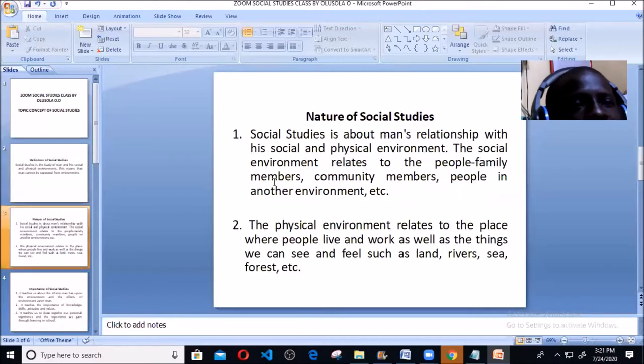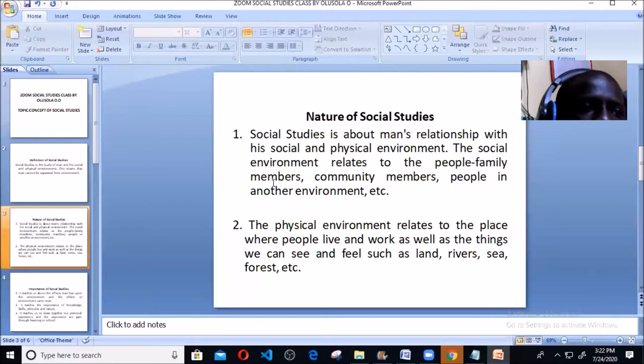Then, let's quickly look at the nature of social studies. The nature of social studies. From our definition, we derive two standing natures. So the nature of social studies we want to talk about is not far from the definition of social study. The essence of this nature is to widen our horizon, our knowledge, and broaden it the more about what the definition of social study centered on. The first nature of social studies is what we call the social environment. You know, in the definition, we say social study is the study of man and his social environment. So social studies centers on the social environment.